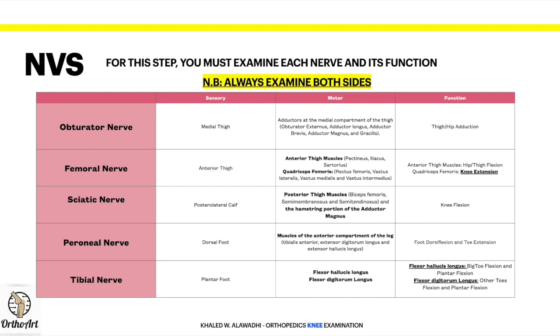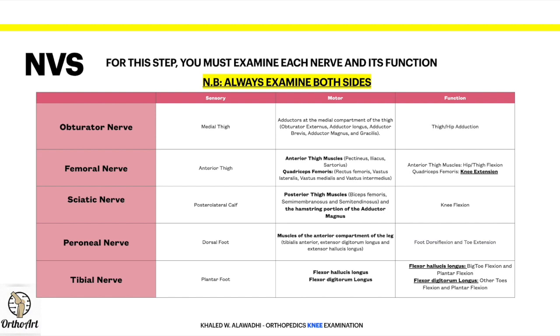And then you have the femoral nerve, which is sensory to the anterior thigh. It innervates the anterior thigh muscles, the pectineus, iliacus, and sartorius, and it also innervates the quadriceps femoris, which I mentioned earlier. Their job is basically knee extension for the quadriceps femoris, and for the anterior thigh muscles, it's hip or thigh flexion. So always ask the patient to do these movements, and you do it against resistance, as always.